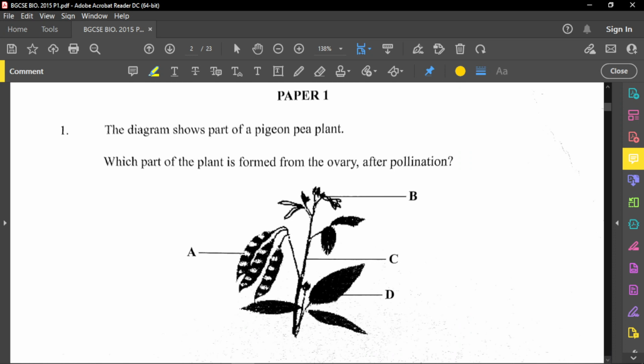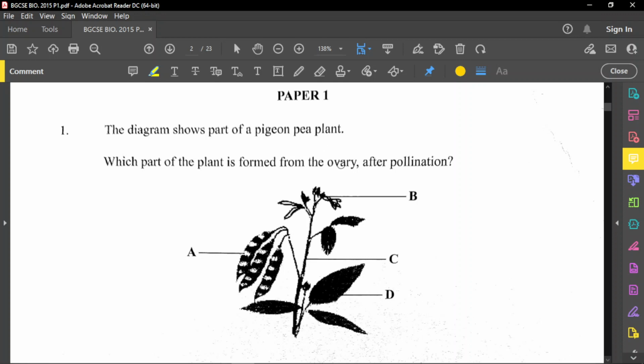The first question reads that the diagram shows part of a pigeon pea plant. Which part of a plant is formed from the ovary after pollination? Now, even before I get into that, I just want to mention that peas, peanuts and so on are from a group of plants called legumes. And legumes have what they call root nodules that contain nitrogen-fixing bacteria that will convert nitrogen into nitrates. All right, but let's get into the answer right here.